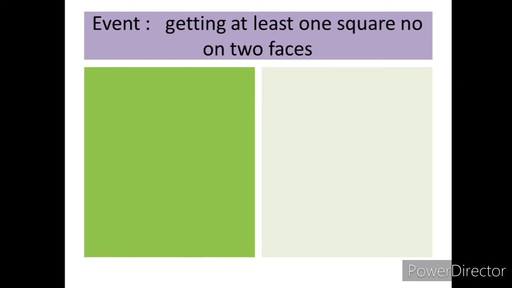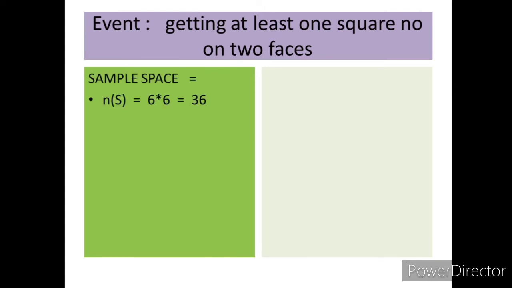That is 1 and 4. That's all. So you have to get at least one square number on the two faces. Here the phrase is most important: at least one. At least one means you may have one square number or you may have two square numbers also. Therefore, here you have to consider the outcomes which have one square number and those which have two square numbers also.